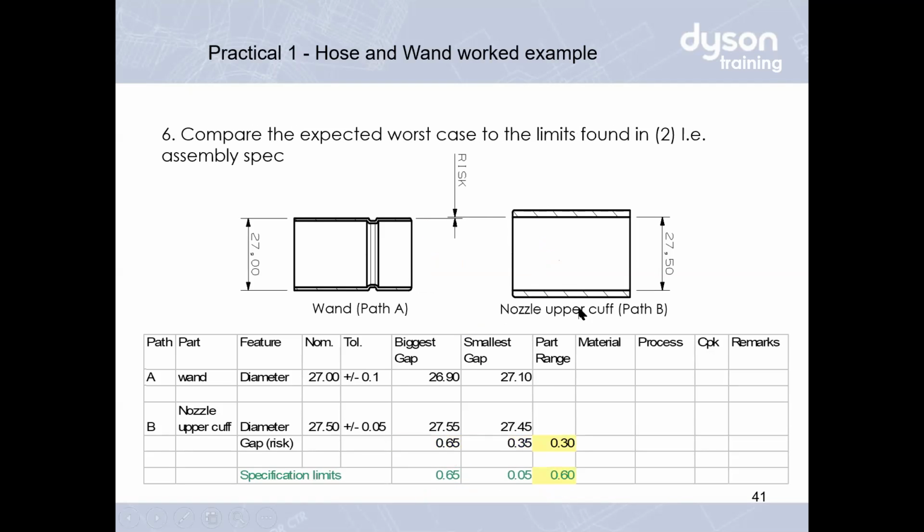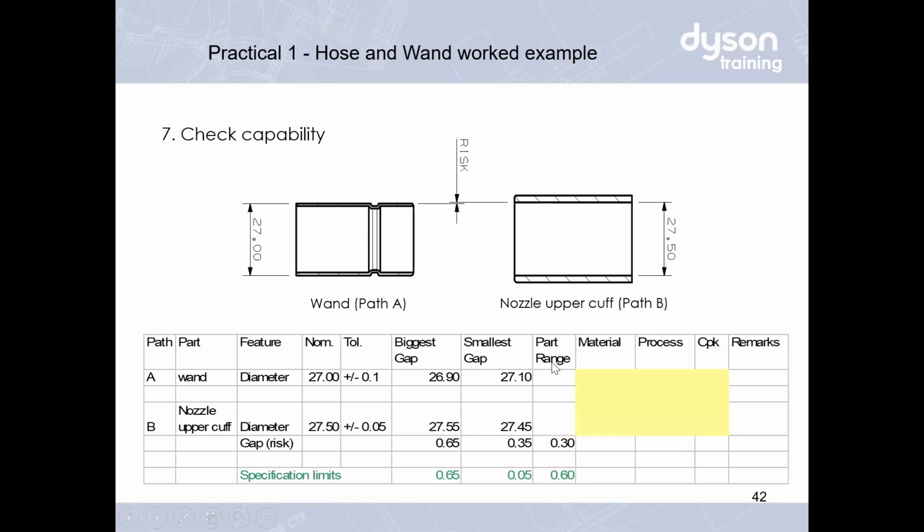Let me take a look at what will be the next. All right, there's one thing that you can see: system design allows me to have a gap of 0.6, but at this moment, I only utilize 0.3. There's room for me to play. Next, I will just write down the material, the process, and the part range.